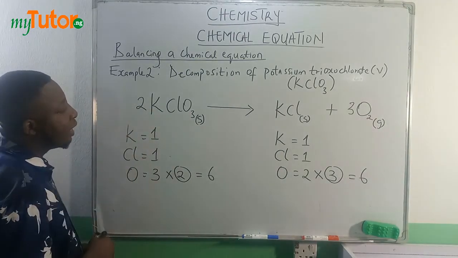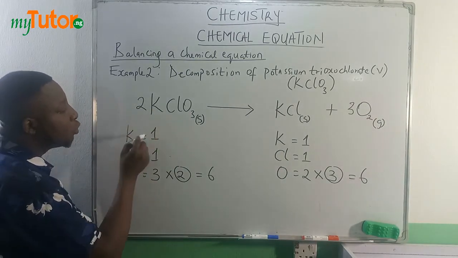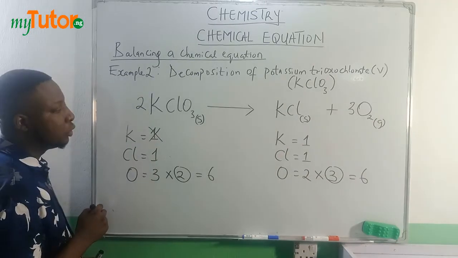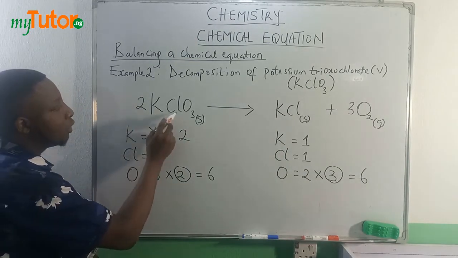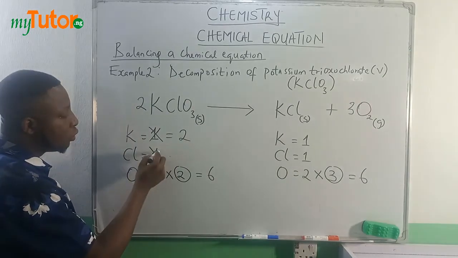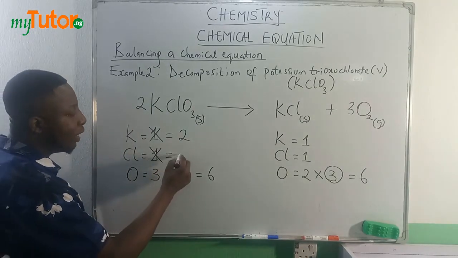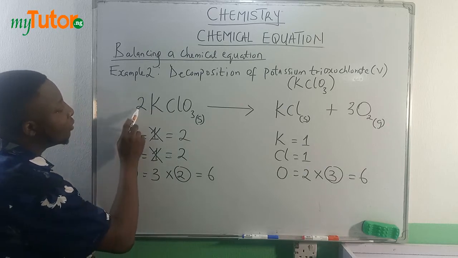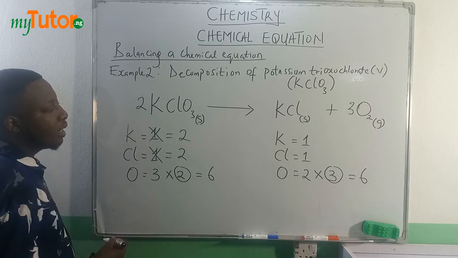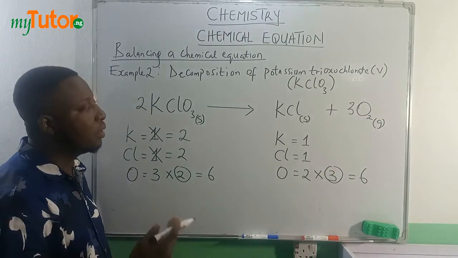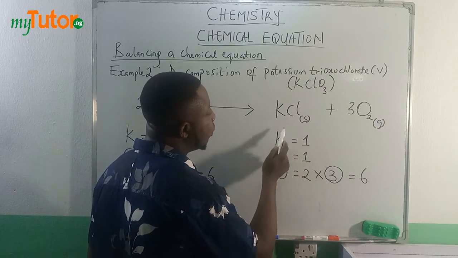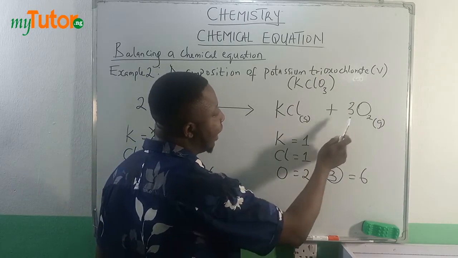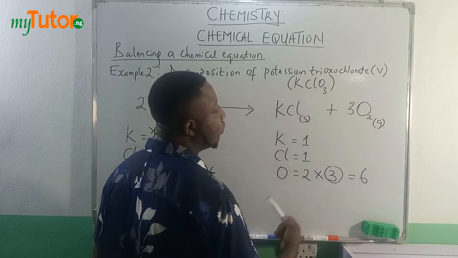So on our left hand side, the potassium is 2. So we no longer have one atom of potassium, but rather we have 2 atoms of potassium. And also the chlorine atom is now 2. So this is no longer correct. We have 2 atoms of chlorine, and then we have 6 atoms of oxygen. That's this 2 times this 3 will give us 6 atoms. Let's go to our right hand side to count the number of atoms. We have one atom of potassium, one atom of chlorine, and then we now have 6 atoms of oxygen.